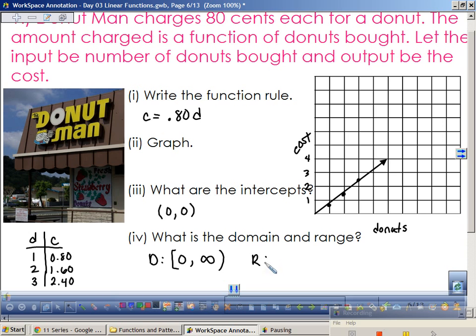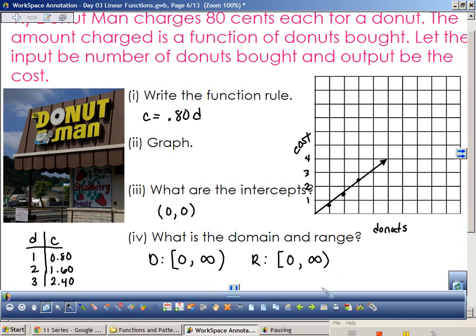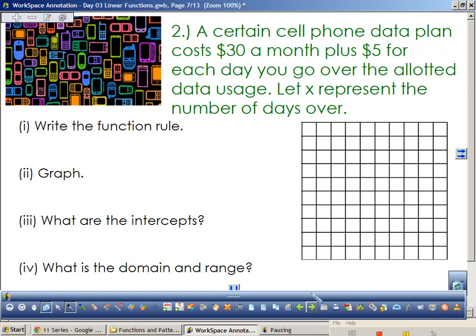Okay, range. What's my range? My range is y values. So what are my range values? The same thing, right? 0 to, no, because if you don't buy any donuts, are you going to get charged anything? So 0, comma, infinity. Questions? Let's do another one.